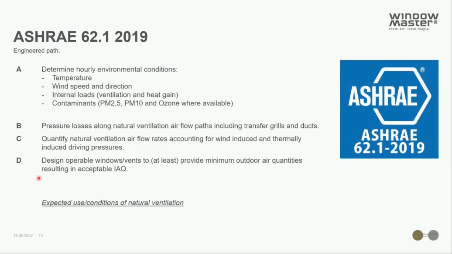So an interesting thing about this engineered path is that all these requirements are based on the expected use of natural ventilation. And this is where this path becomes really handy, because we can then ourselves define the conditions and the expected use of natural ventilation, whereas the table shown before was based on a temperature difference of only 1.8 Fahrenheit. We can now define our own conditions.